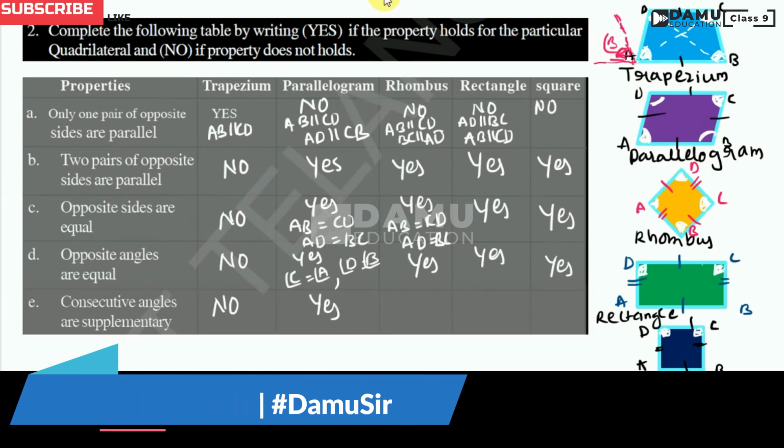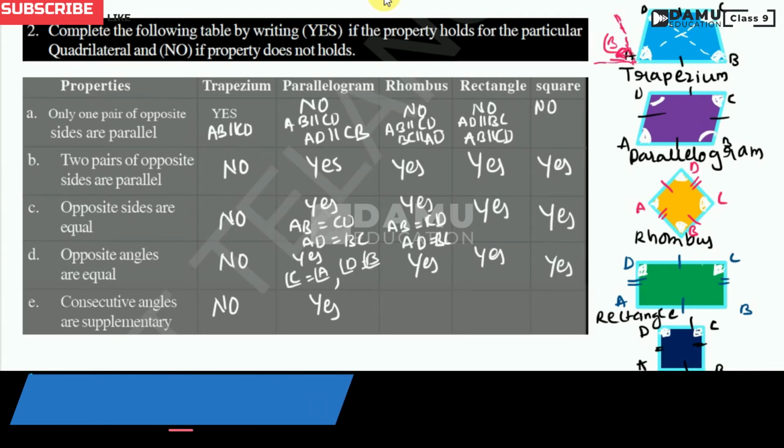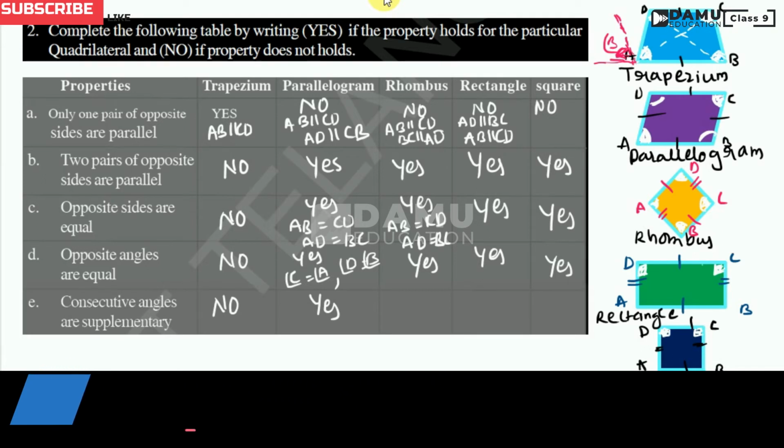Supplementary means for A if you add B, consecutive means beside angle, that is for B if you add, we will get 180 degrees, then for C and B 180 degrees, like that. For all these, yes. Is there any doubt? Let's add angle A plus angle C, that is angle B, will be equal to 180 degrees. So that is consecutive.